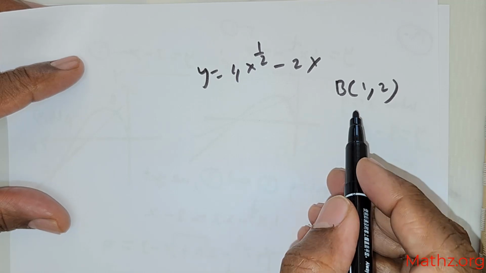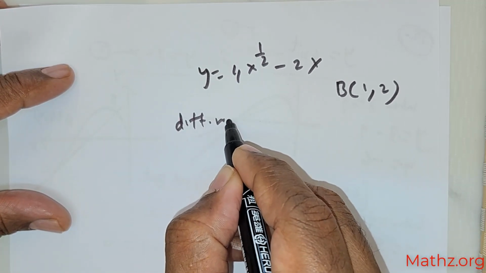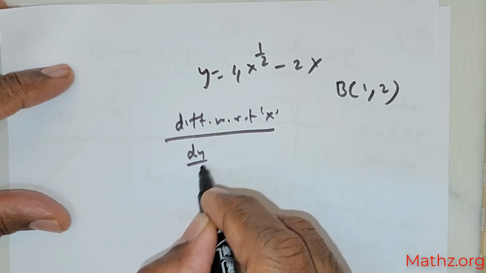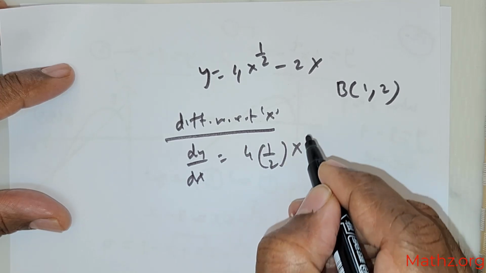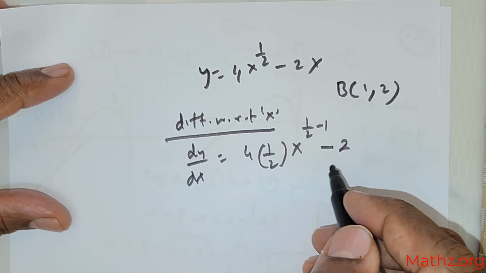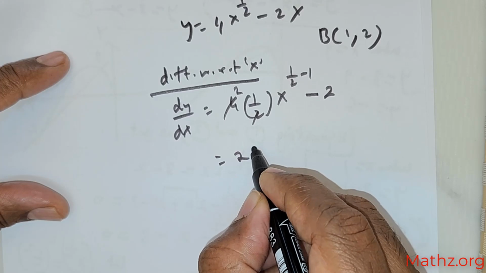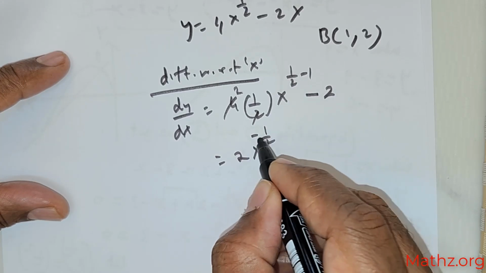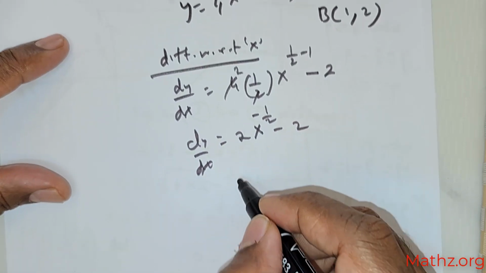Now the next part is show B is the stationary point. So for that we differentiate with respect to x. So it's going to be dy over dx is equal to 4 times 1 over 2 times x raised to the power of 1 over 2 negative 1. Negative differentiation of 2x is going to be 2. 2 divides 4 2 times, so 2 times x raised to the power of 1 over 2 negative 1, that's negative 1 over 2, negative 2. This is dy over dx.